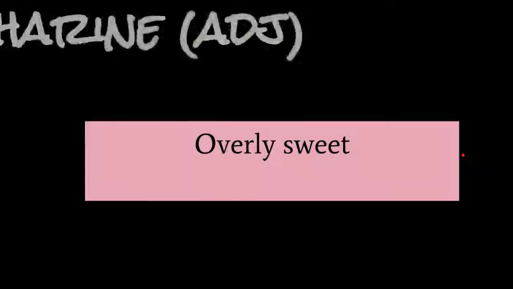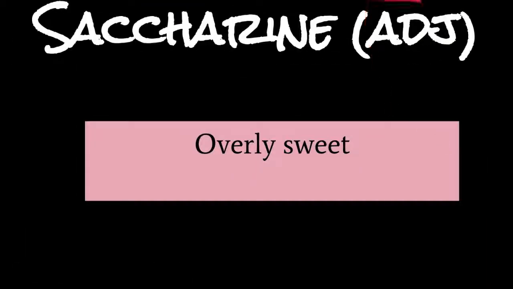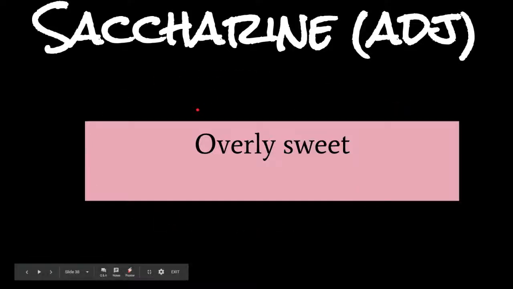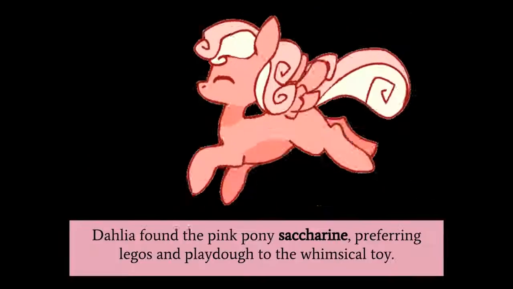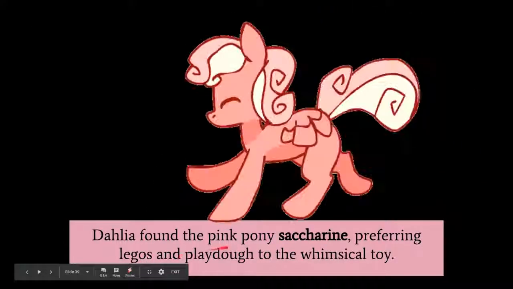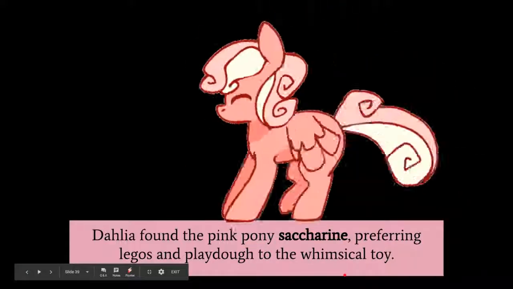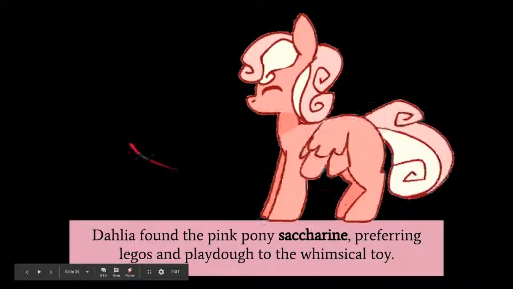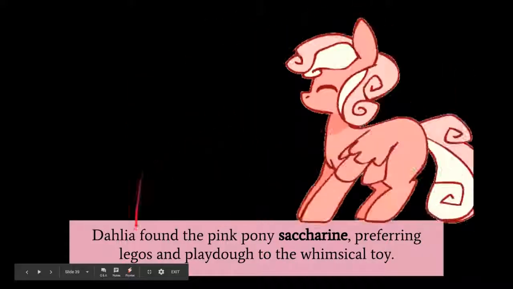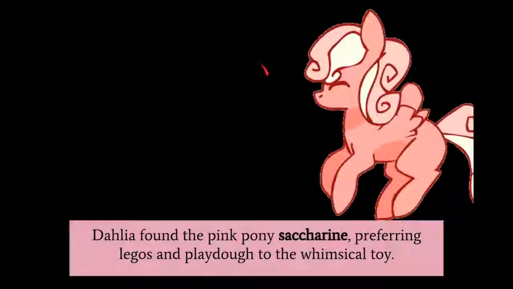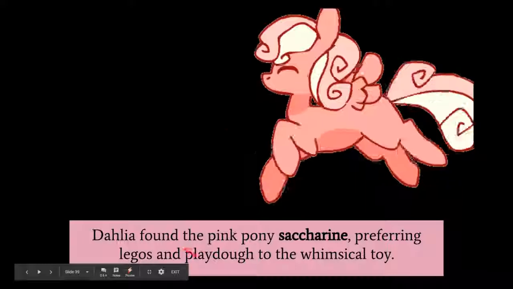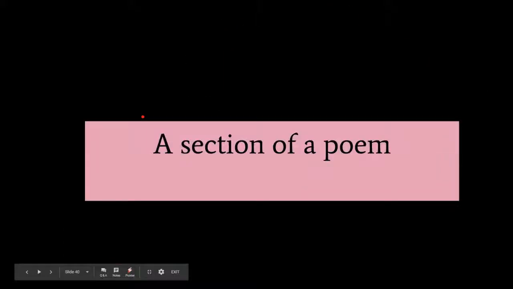All right. So next up we have saccharine, which is an adjective that means overly sweet. You might actually know this word if you read the labels of food, because saccharin is a sweetener. However, we're not using that kind of saccharin. So saccharine means overly sweet, and Dahlia found the pink pony saccharine, preferring Legos and Play-Doh to the whimsical toy. So this little pink pony is a little girly, and so some people like Dahlia might find it saccharine, too sweet. They don't like it because it's very girly, and they prefer Legos and Play-Doh. All right, to each their own.